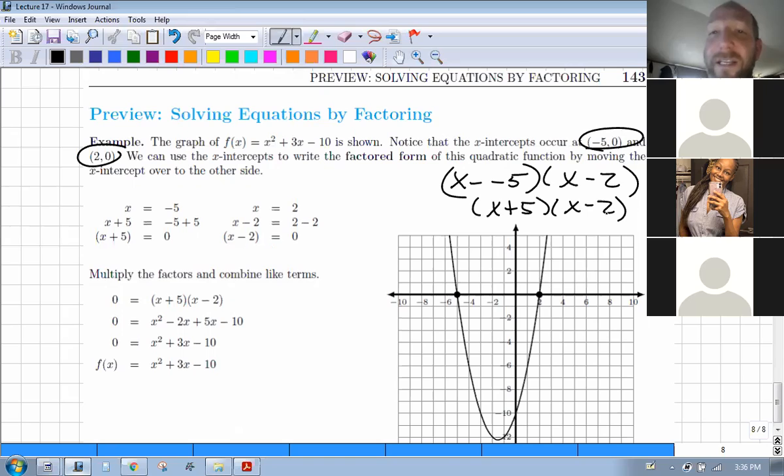If we multiplied these out, we got an x squared, a minus 2x, a plus 5x, and a minus 10, or x squared plus 3x minus 10, which is exactly what the function says. So given the two coordinates, the two x-intercepts, we basically know what the function is. They do it a little differently, but it comes out to the same. They start off and they say x equals the x-intercept, and then they set the equation equal to 0. Okay.